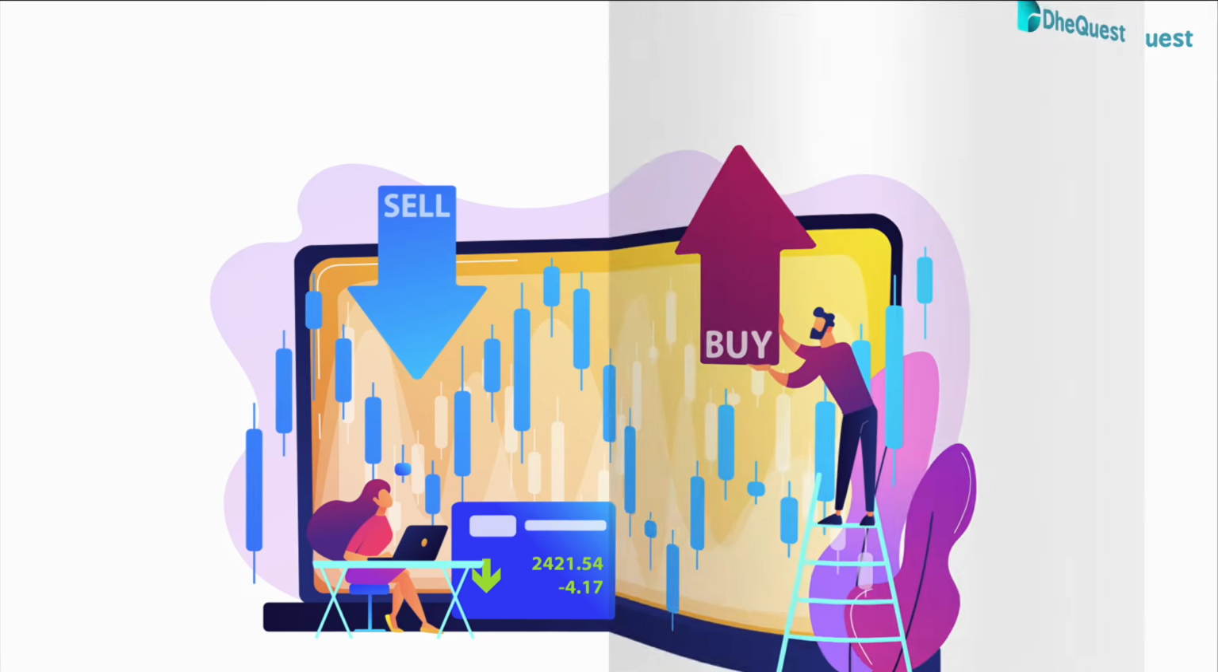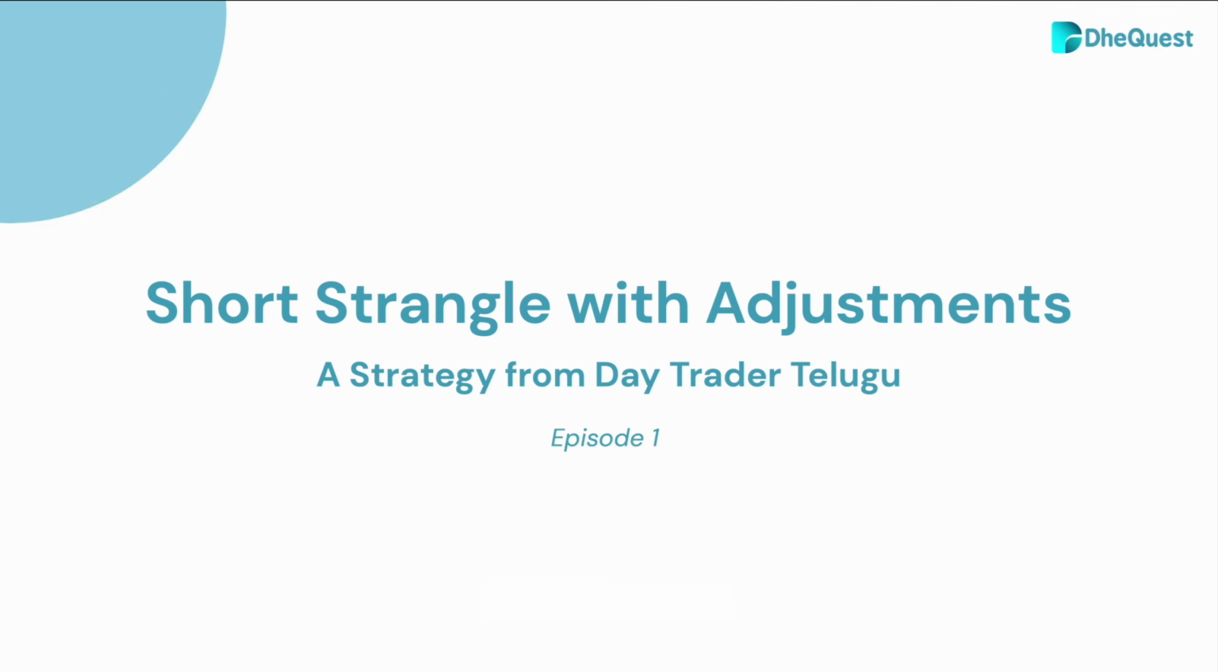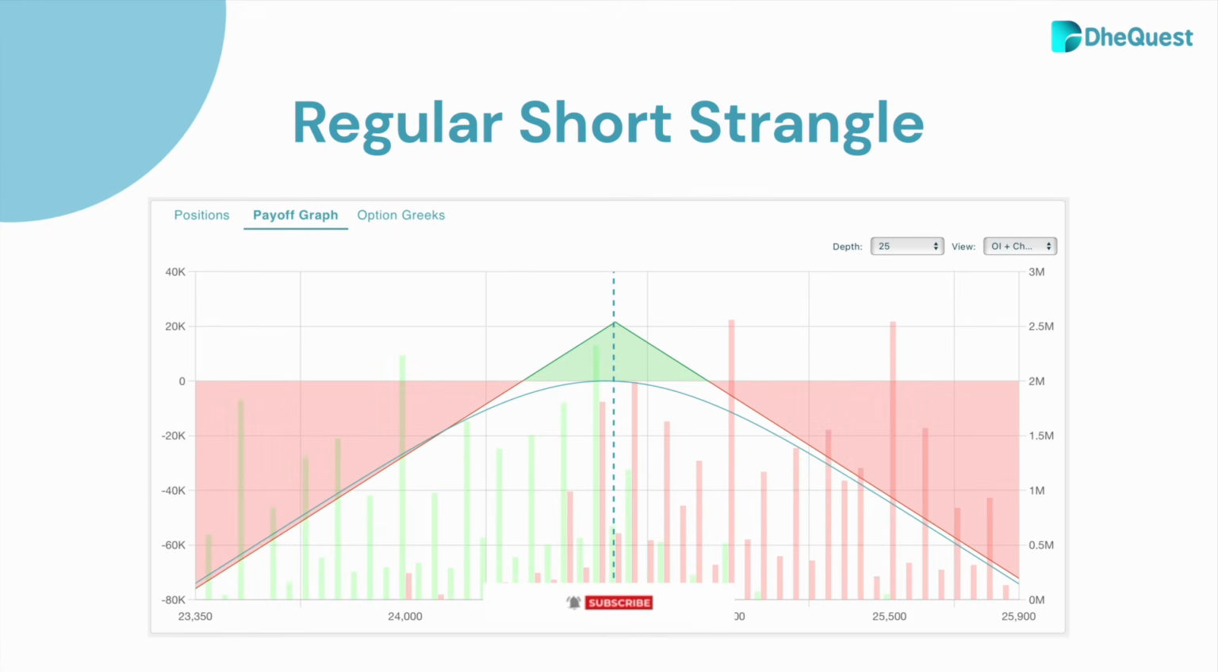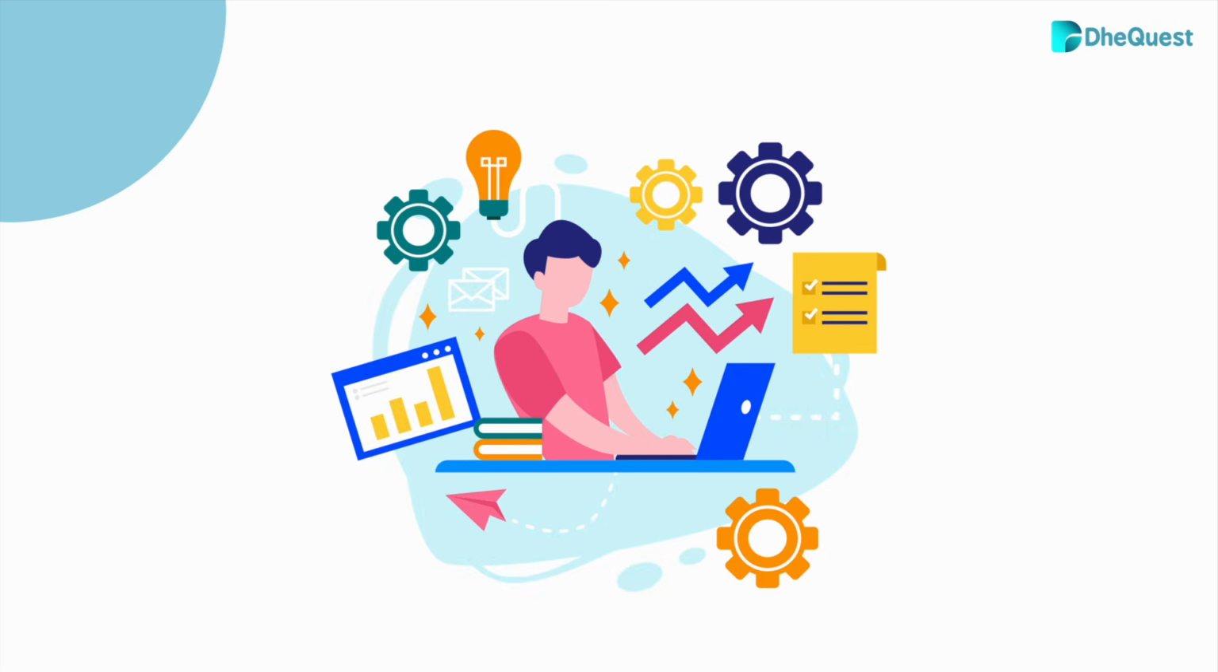In today's episode, we are checking out the backtested results of Trader Telugu's short strangle with adjustments. Now, this isn't your usual short strangle where you just enter on a Thursday and wait till your next Thursday. Here, we are adding some automation and a few smart adjustments. And trust me, that changes the whole game.